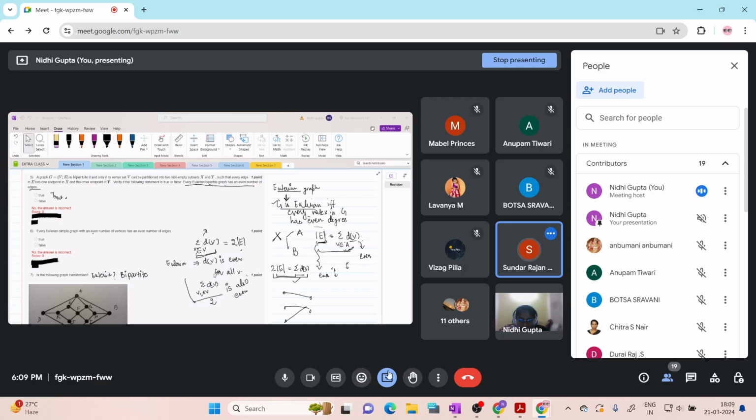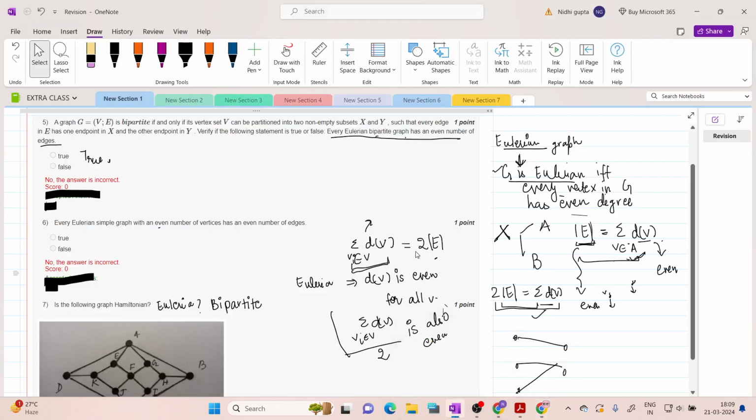No, see, this is what I was saying: from this we cannot conclude that. We are adding even numbers an even number of times, but the number of edges is this even number divided by 2, and that number can be odd also, right? The number of edges can be odd. So this is false.